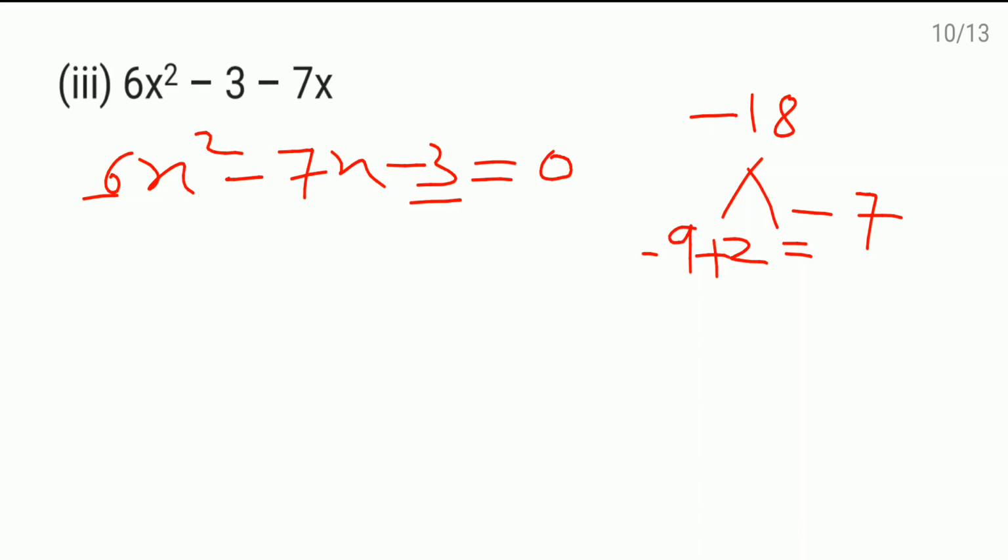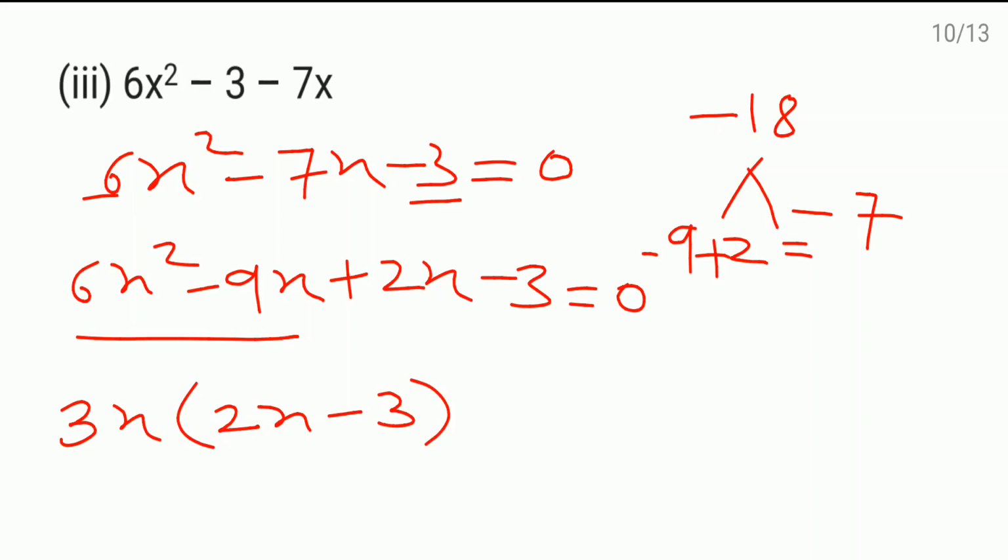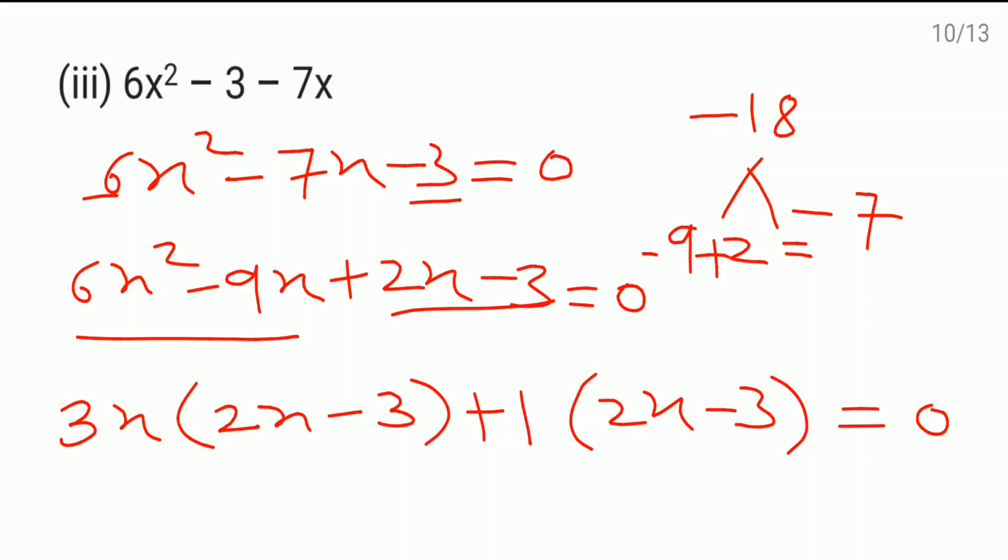Correct? So here I'll write down 6x square minus 9x plus 2x minus 3, which is equal to 0. What I'm doing here? I'm just splitting the middle term. That's all. From the first two terms, I will take 3x common. So 2x minus 3. Now nothing is there to take common. So what will I take common? 1. So here 2x minus 3 as it is, which is equal to 0.